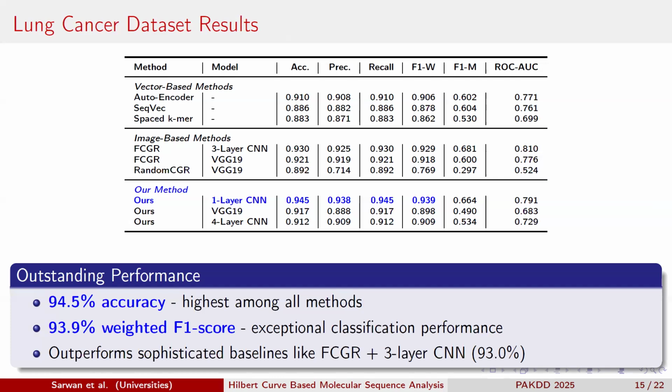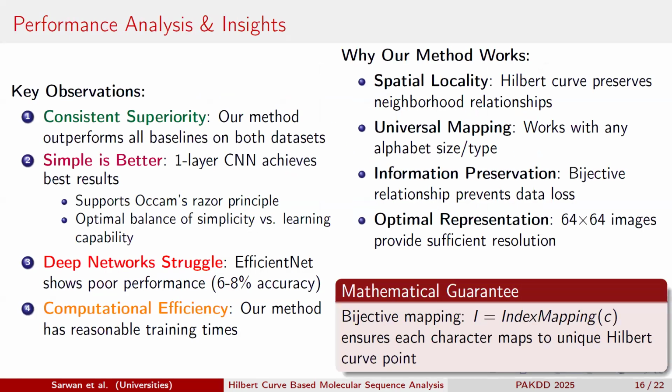Again, our simple one-layer CNN architecture performed the best, reinforcing that our image representation is so effective that complex architectures are not necessary. This consistent performance across both datasets demonstrates the robustness and reliability of our approach. These results suggest that our method could have significant practical impact in drug discovery and cancer research.